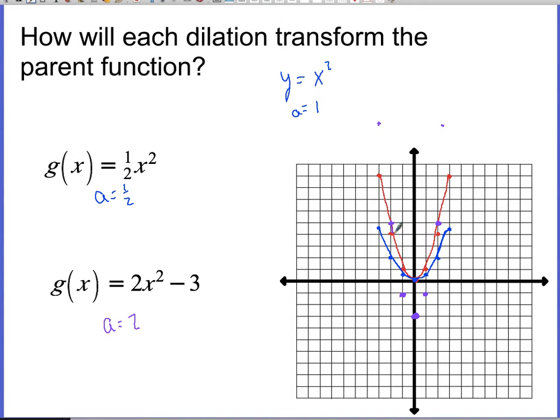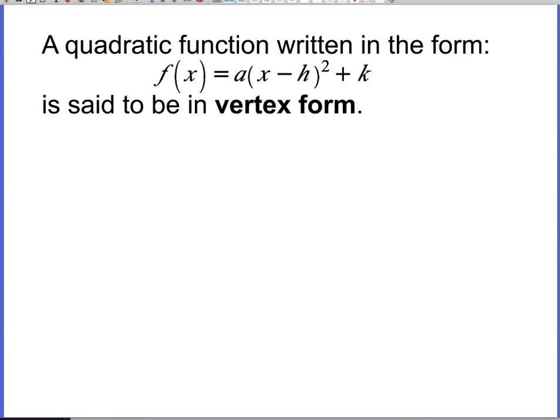So this parabola has been stretched vertically. It's going to be a much narrower parabola, much taller parabola than my parent function. Okay, so you need to think about what that A value is doing. It's either slowing the growth rate by putting a fraction in front of it, which makes it wider, or it's speeding up the growth rate by putting a whole number in front of it, which stretches it out, which makes it much narrower and much taller. We'll talk more about that in just a second.